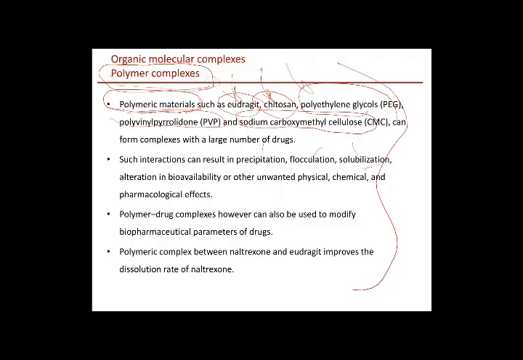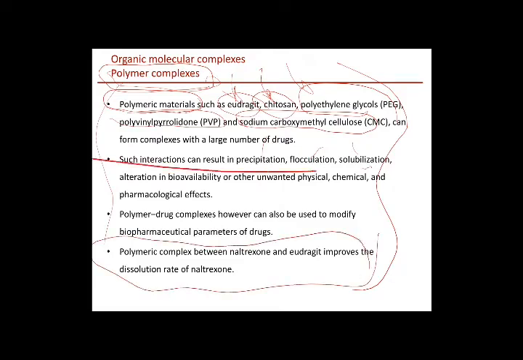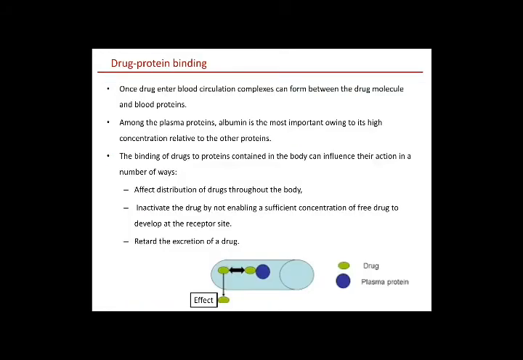So this slide is all about the fact that we have to consider and predict the chance that these polymers that we use in pharmaceutical formulations form complexes between the polymer and the active pharmaceutical ingredients. And here is an example.